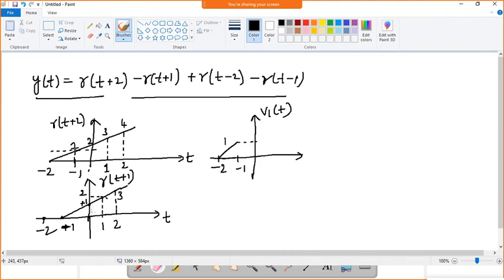Now at 0, the amplitude value will be 2 and here it is 1. So 2 minus 1, because it is minus, gives the value 1 again. So at 0 it will have the value 1. Now at plus 1 it will have 3 and 2, so 3 minus 2 gives 1. It will go on till t ends. So this is your v1 of t, and in a similar way you try to do v2 of t.